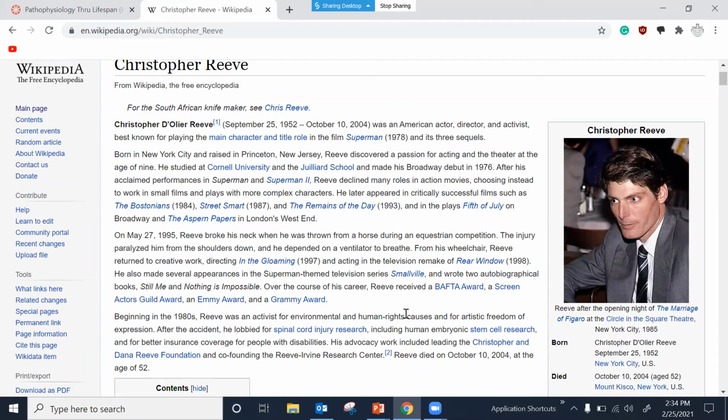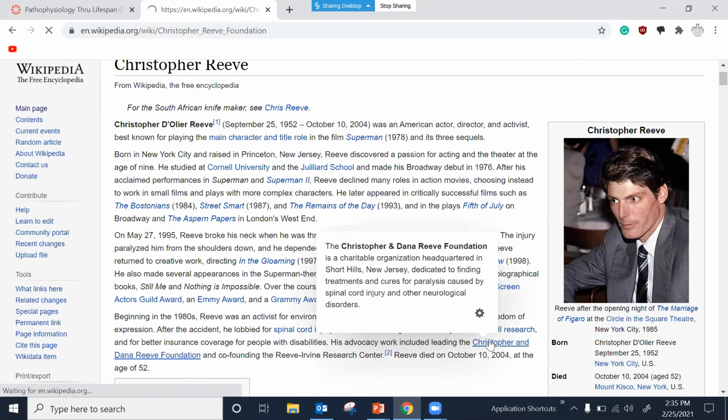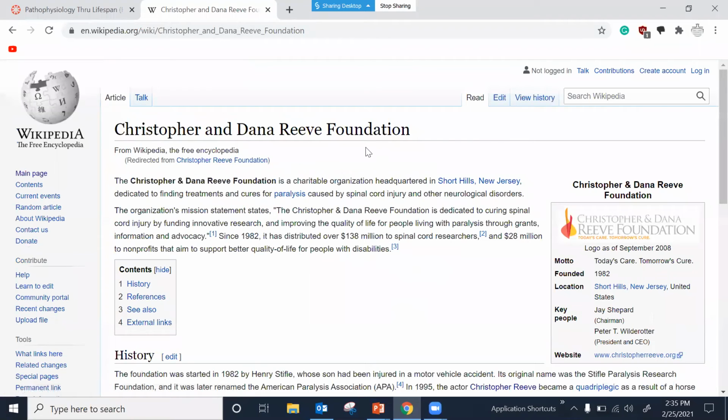And near the end of his life, I remember watching videos of him walking. They had built an exoskeleton robot kind of thing that he could sort of control with his mind. It's called the Christopher and Dana Reeve Foundation for spinal cord injury.